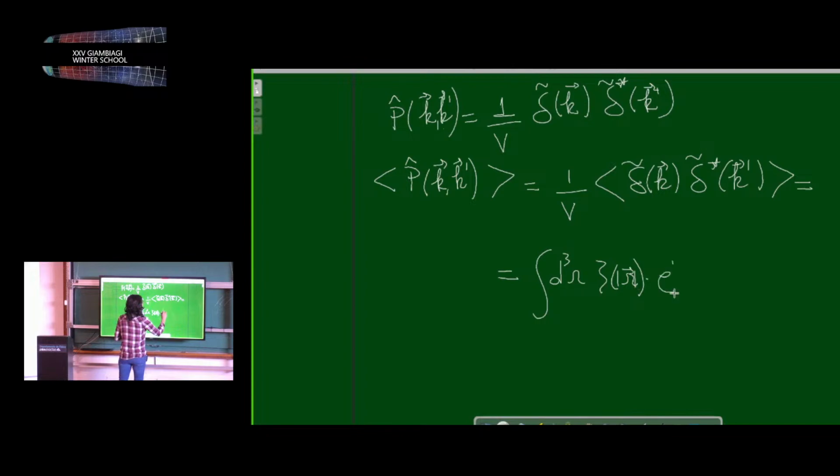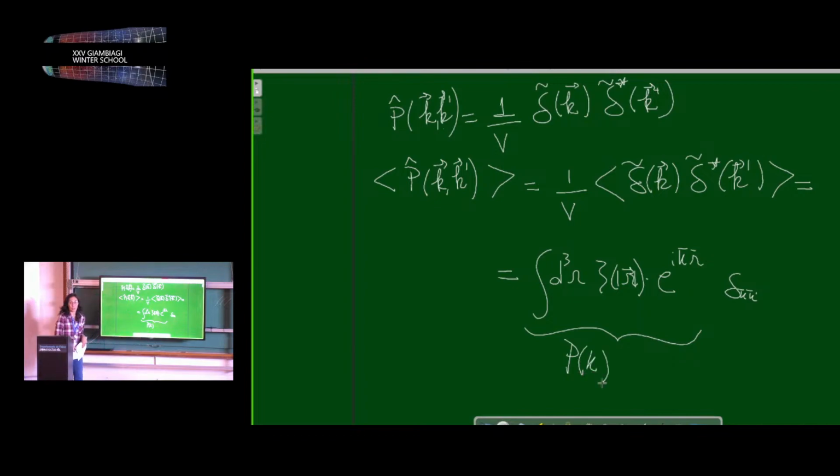e^{ik·r} δ_{kk'}, where this is a Kronecker delta, okay? This guy, we call it the power spectrum. Not the estimator of the power spectrum, but the power spectrum.